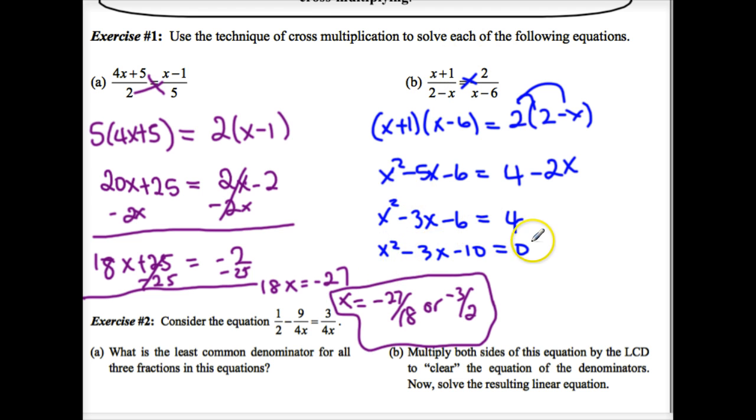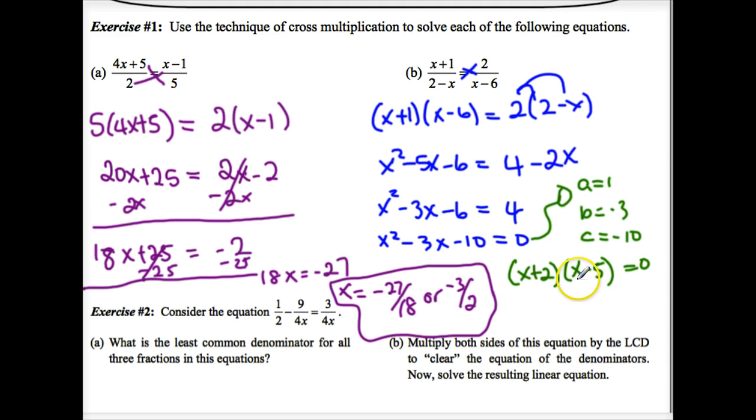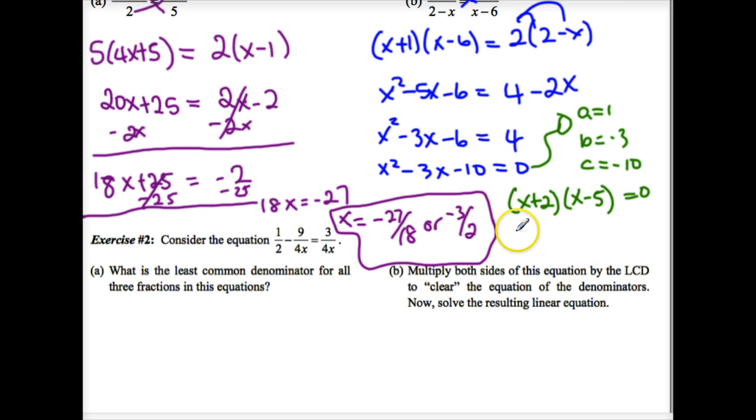This is what's here. I'm going to go ahead and solve this. A is equal to 1, B is equal to negative 3, C is equal to negative 10. So when I go and solve this, I will get x plus 2 and x minus 5 equals 0. Use your zero product property and make each factor equal to 0. So x plus 2 is equal to 0 and x minus 5 is equal to 0. Minus 2 on both sides, x is equal to negative 2, which is one answer. Add 5 to both sides, x is equal to 5, which is my other answer.